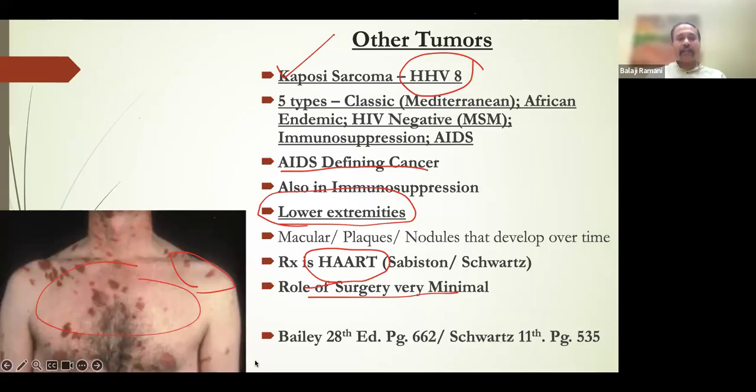HAART is highly active antiretroviral therapy. Basically, your antiretroviral therapy is known as highly active antiretroviral therapy. So basically, you have to treat your AIDS. That is the treatment for your Kaposi sarcoma. Usually, that will take care of the Kaposi sarcoma because it is immunosuppression related. So you manage AIDS, the Kaposi sarcoma will be taken care of, and surgical excision is usually not needed. It's a classical diagnosis.